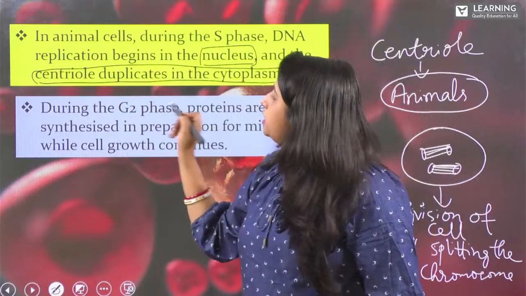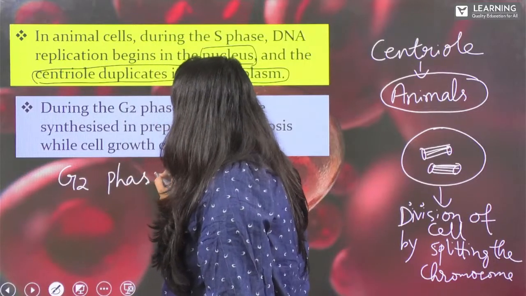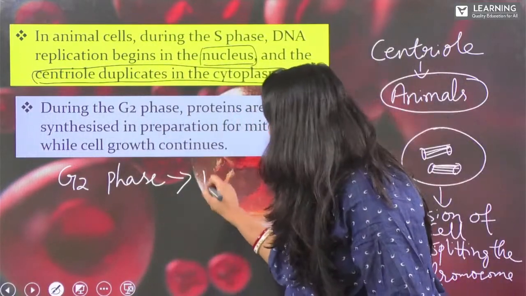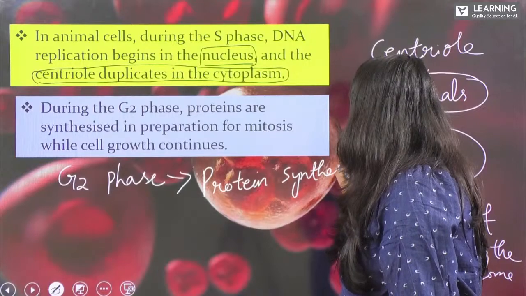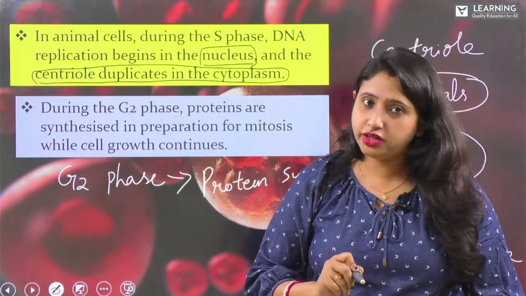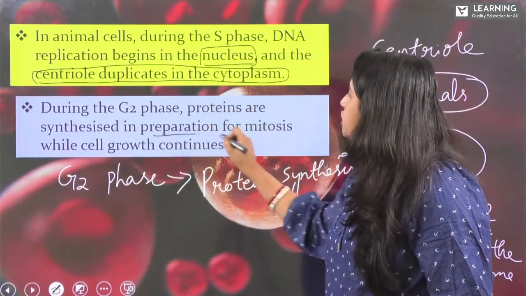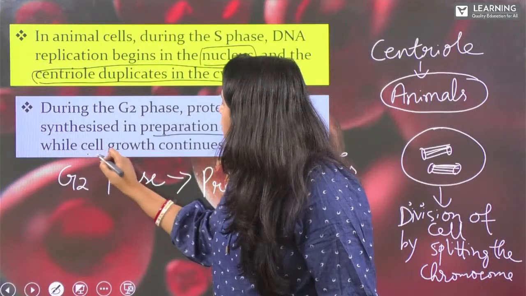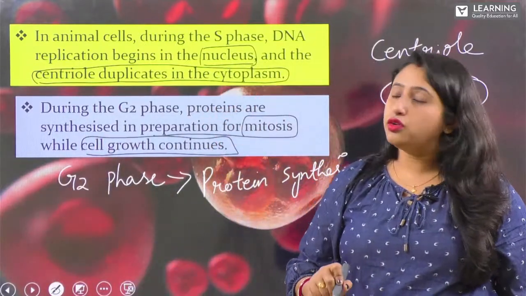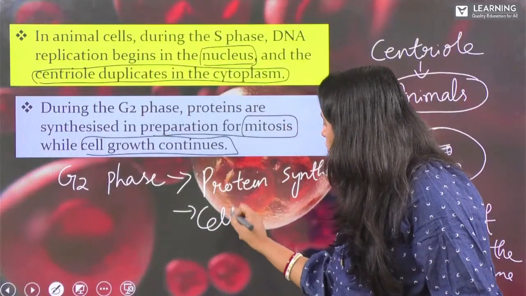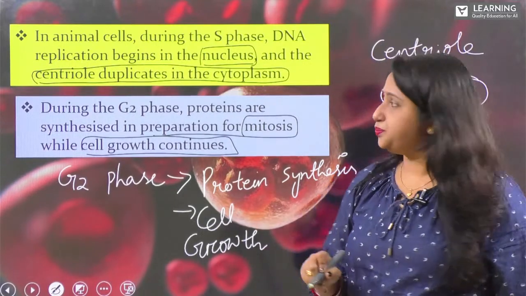During the G2 phase, what happens again? Here also protein synthesis takes place. It is also a preparatory phase, present between the S phase and mitosis. So it is preparation for the mitosis while cell growth continues. The cell growth also takes place, so it is also responsible for the growth of the cell. Clear?